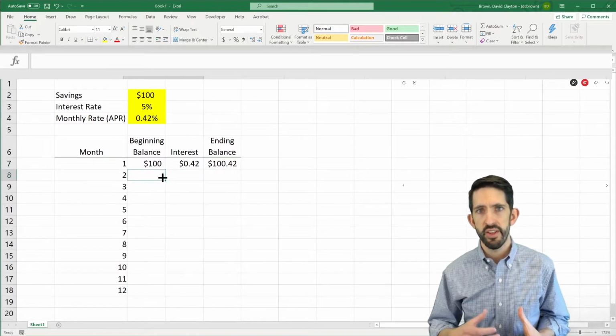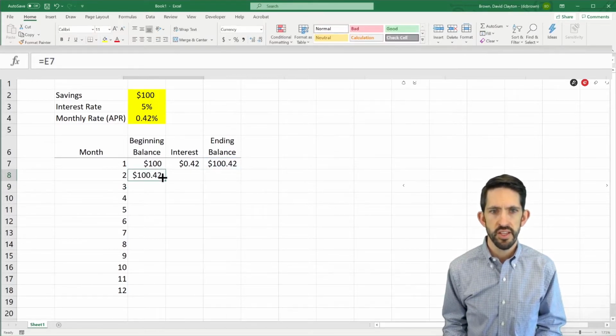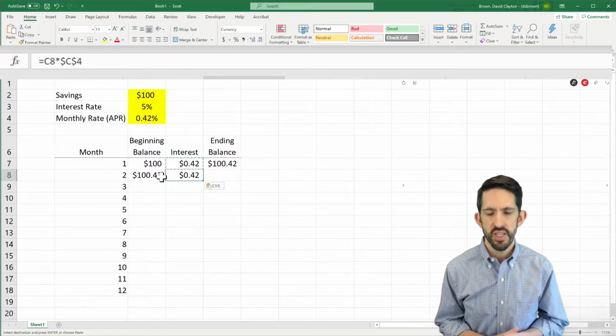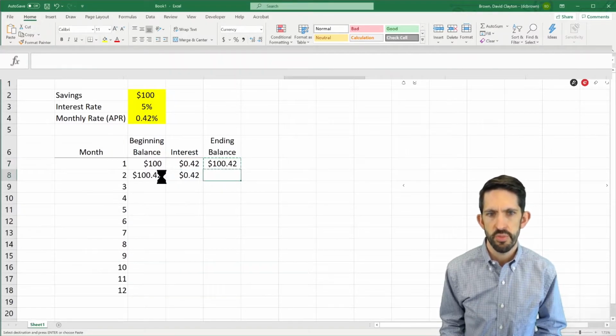Now, what's our beginning balance the next month? Well, it's equal to last month's ending balance. So we can set that equal. We can now copy our interest rate formula down. We know that we're still taking that 42 cents. We're going to compound that. And our ending balance also copies down.